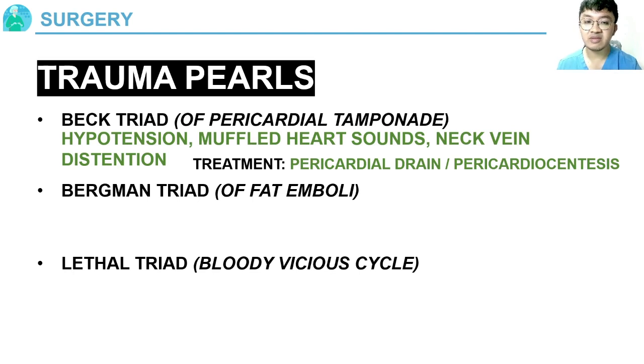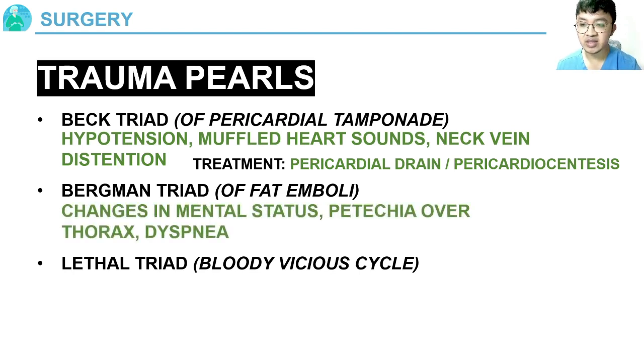For the other triads, we have the Bergman triad of fat emboli. You have your changes in mental status, petechiae over the thorax, and dyspnea. You should consider this in patients with large fractures, especially femoral or pelvic fractures, again with the aforementioned signs.